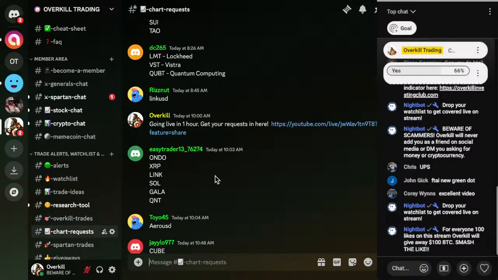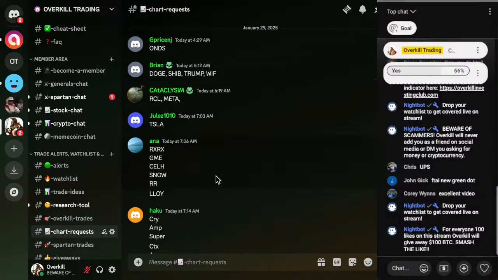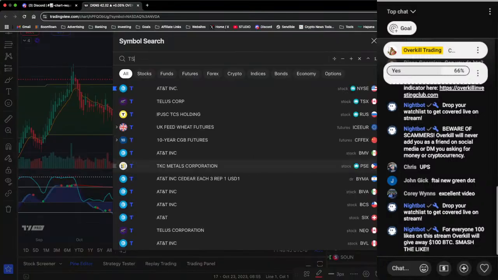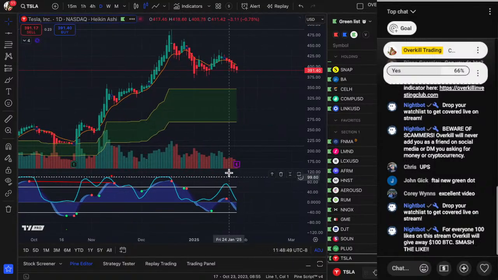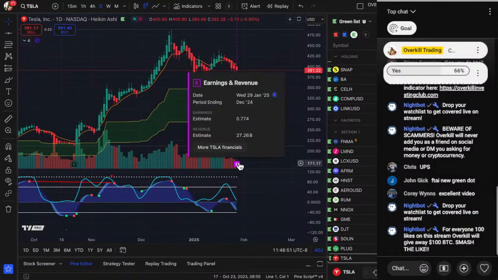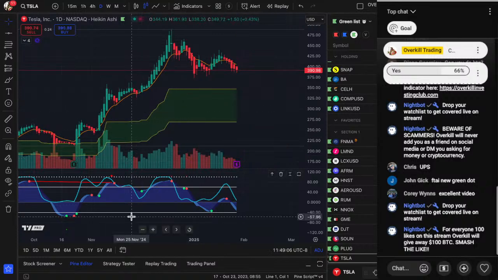What else we got? Let's go back to here. Tesla. That one's still selling off. They've got earnings after the bell too. We also have big tech companies, these big giants. You've got Tesla earnings, Microsoft reporting earnings, Apple, Google. All these companies are reporting earnings here after the bell, so there's going to be some big moves.